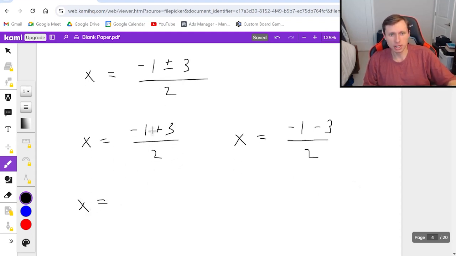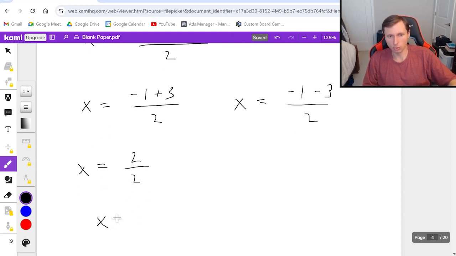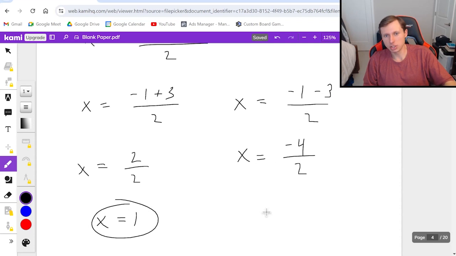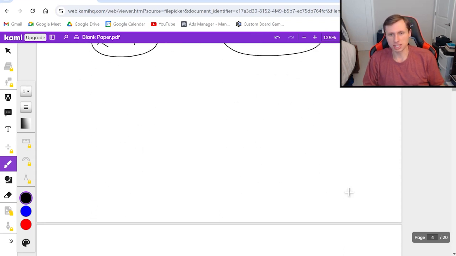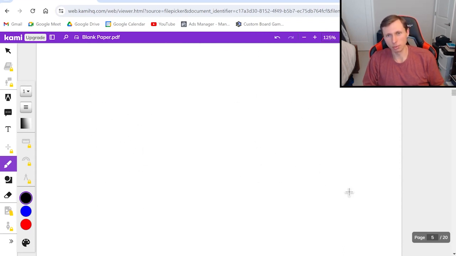So for the left one, -1 plus 3 is 2. 2 divided by 2 is 1. And that's one of my answers. Then for the other one, it's x equals -1 minus 3, so -4 divided by 2. That's going to give me x equals -2. And bam, there's my 2 solutions. I'm happy. I just used the quadratic formula. And honestly, it wasn't that bad. But of course, the next couple problems we're going to do today will be worse.